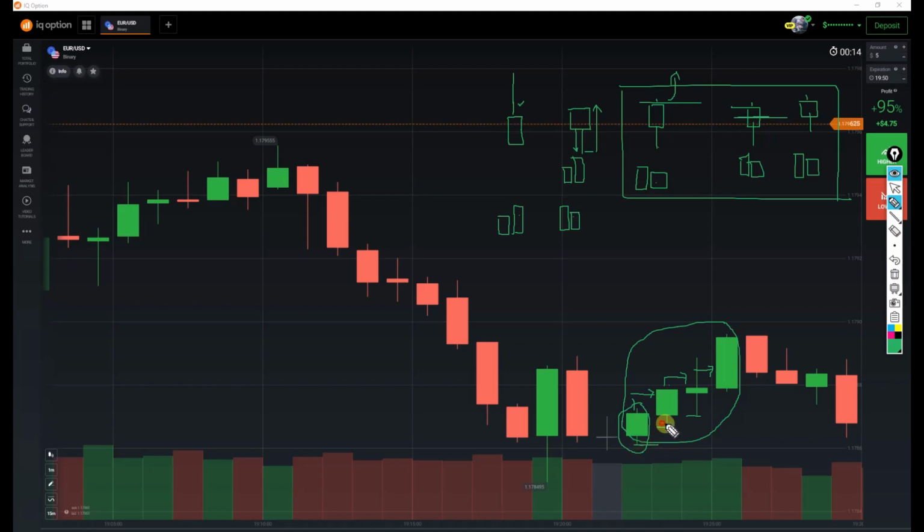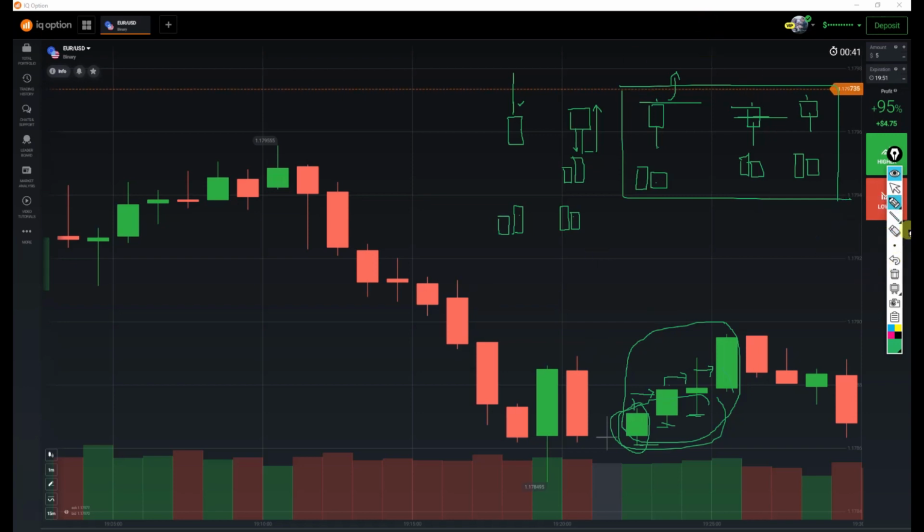Sellers entered, failed, sellers entered, failed, sellers entered, failed. Three times sellers entered and failed. Definitely the buyers will move up. But when the buyers enter the fourth time, they will mostly be exhausted. Then sellers enter again. So each and every movement has a reason, with different information and a different point of view. But it does not mean that every time we will take the same thing. The same meaning we cannot take every time.